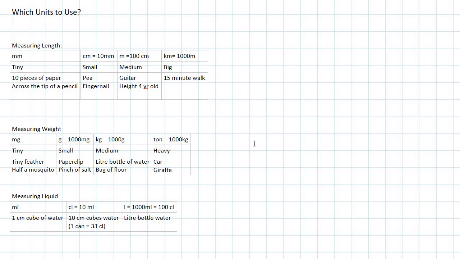A gram is a kind of normal small unit, and even a gram is tiny. That's the weight of a paper clip, but a gram is 1,000 milligrams, okay? So a gram's about the weight of a paperclip or a pinch of salt, okay? A kilogram is 1,000 grams, okay? And that's for kind of medium weight things. So you'd measure things like your own weight, you might measure in kilograms. That's the weight of a litre bottle of water, or like a bag of flour. So it's quite heavy, but you know, you could lift it, okay?